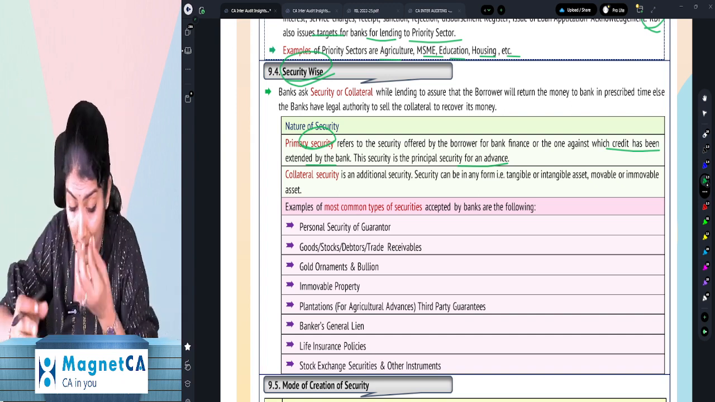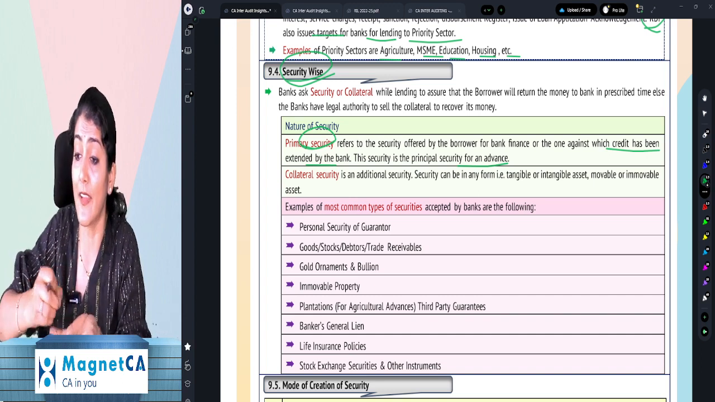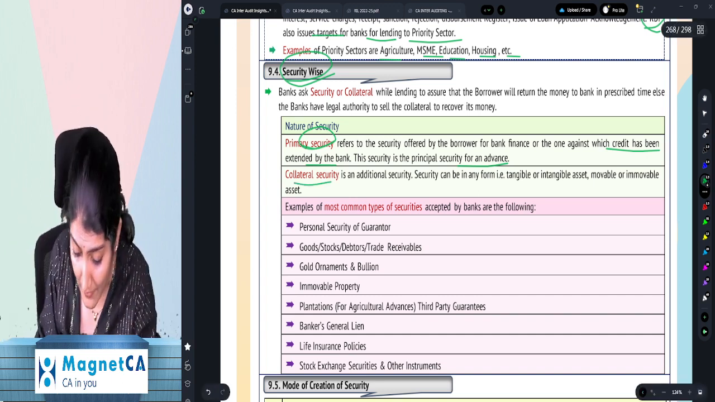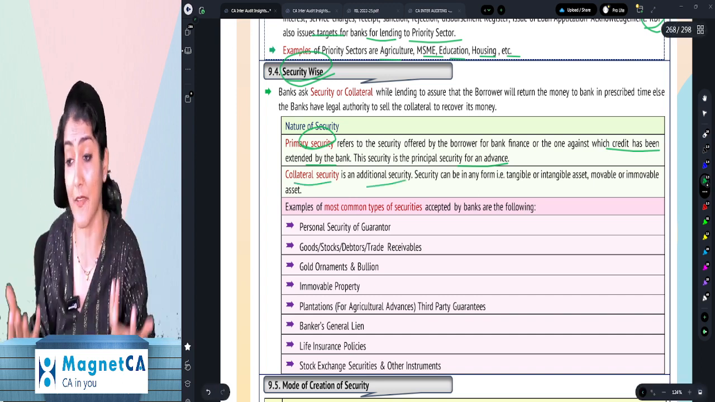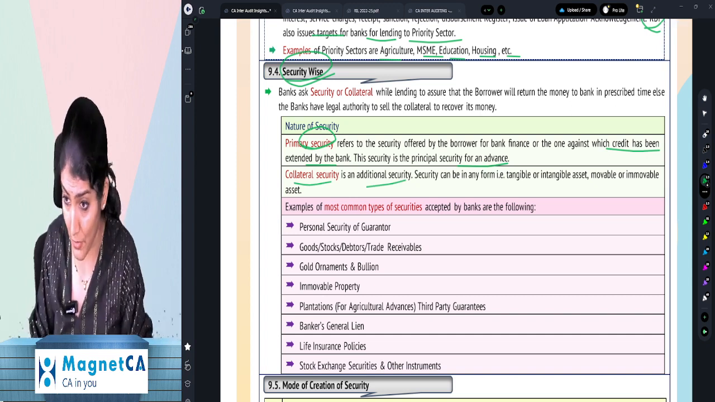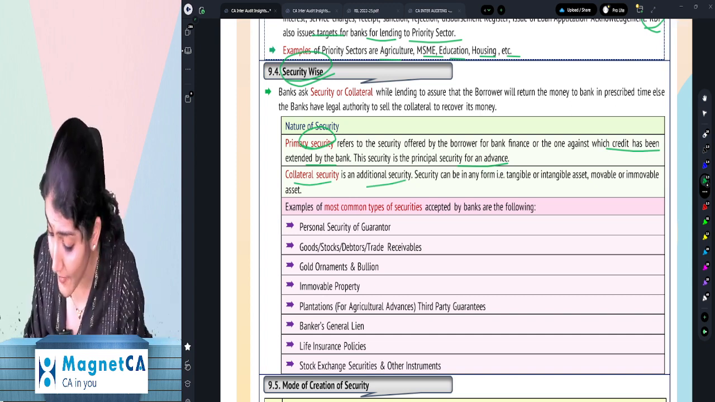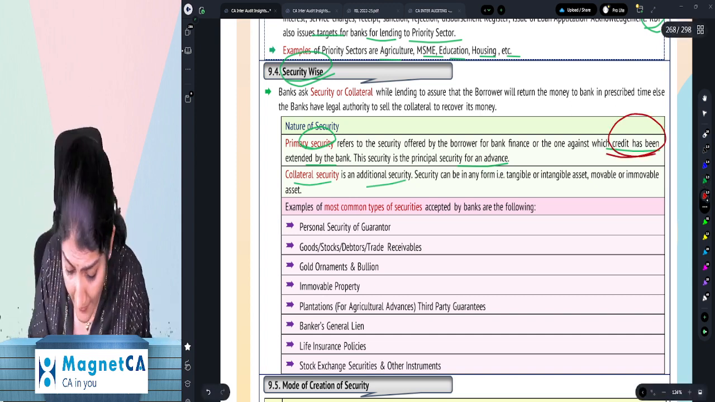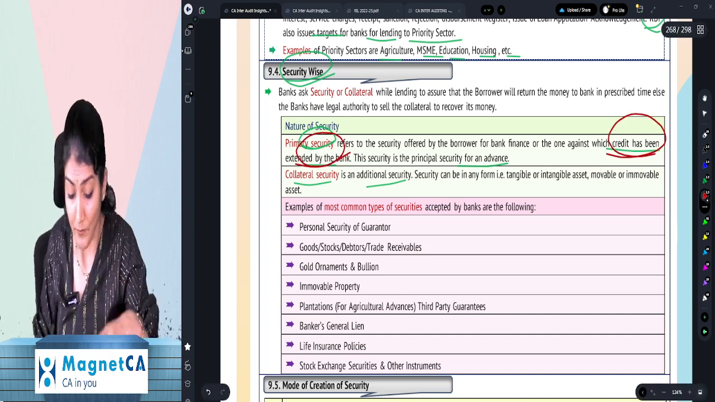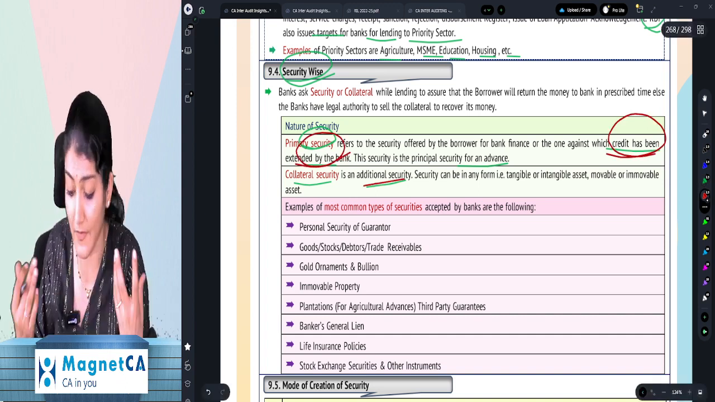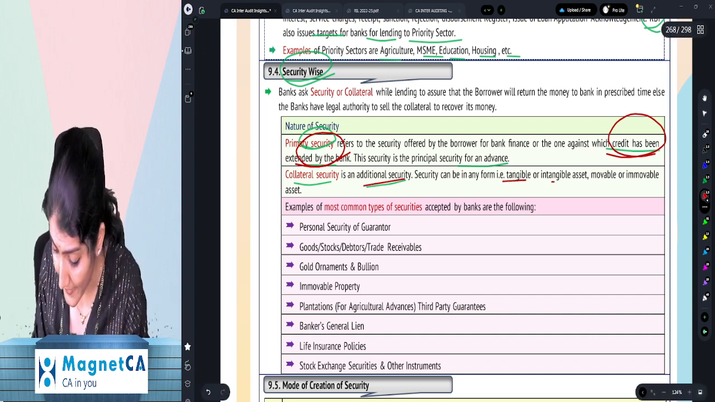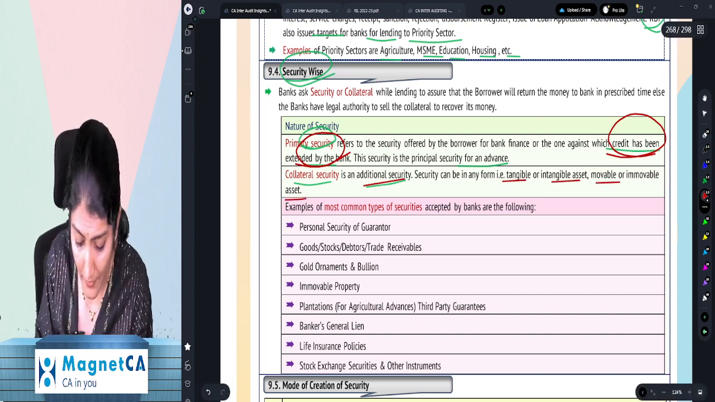But a relative of mine also signs a guarantee form. So that's a collateral security. That is an additional security and not the main security. And a primary security is the main security against which the credit has been extended. But collateral is the additional security. And security could be tangible, intangible, movable or immovable.